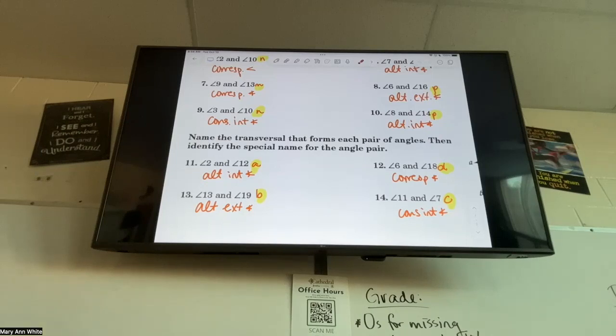Give me a little thumb thermometer. Where do we feel about identifying angle relationships? Thumbs up means I feel awesome, I got this. Thumbs in the middle means I need a little bit more practice. Thumbs down means what class is this? No one says what class is this? Awesome. Okay. Let's move on to the next page.